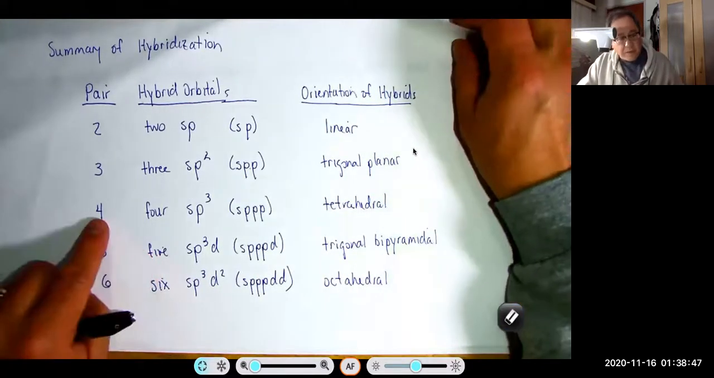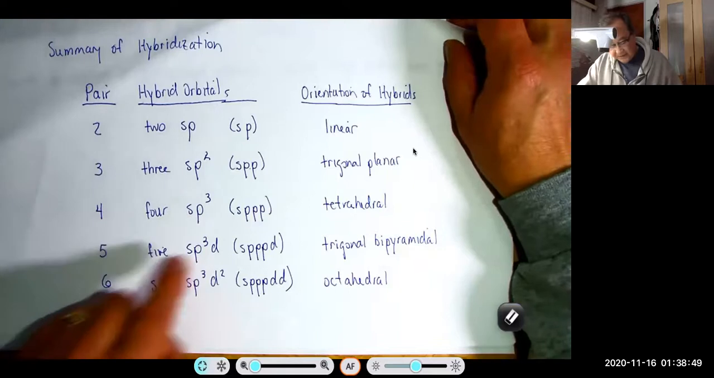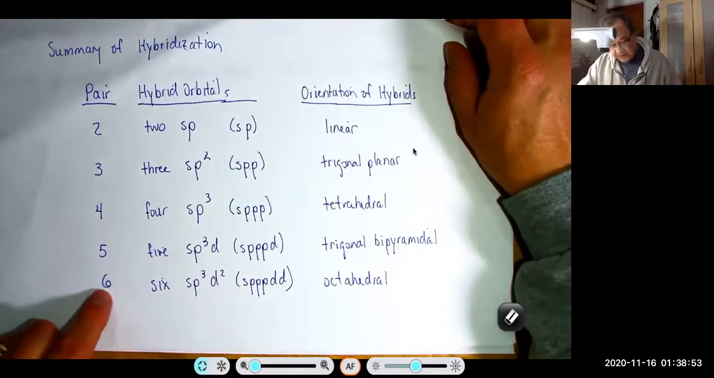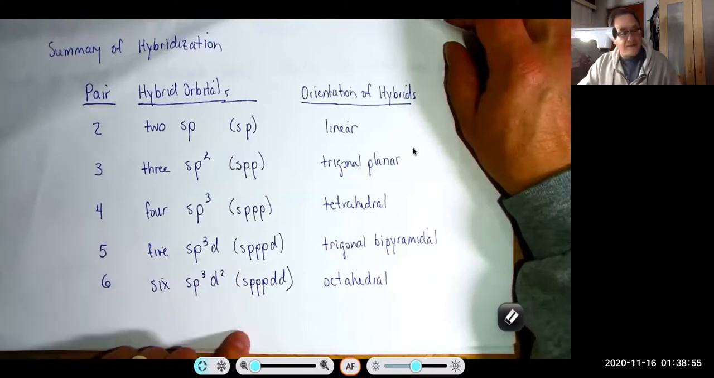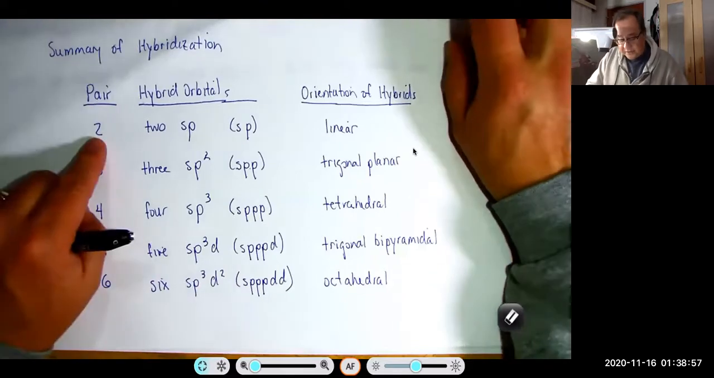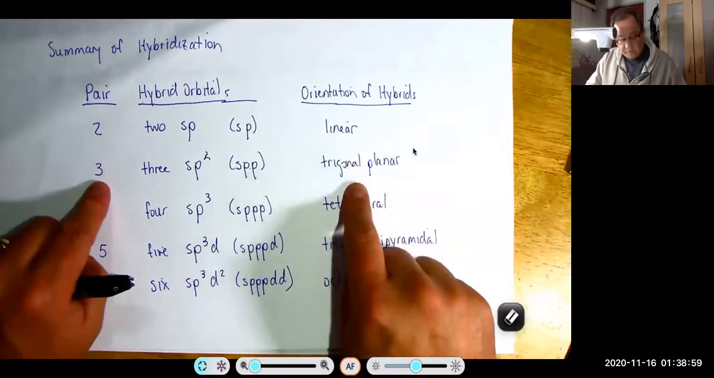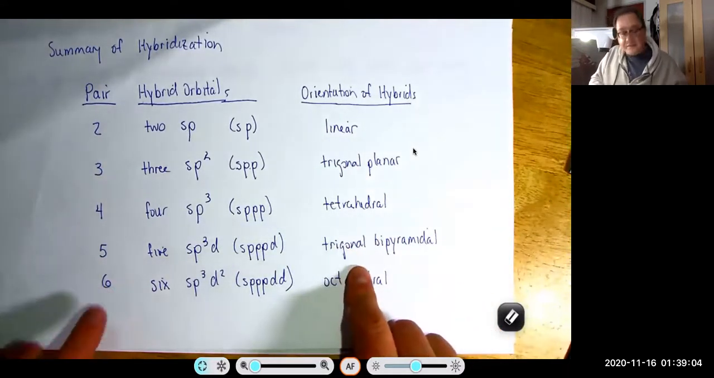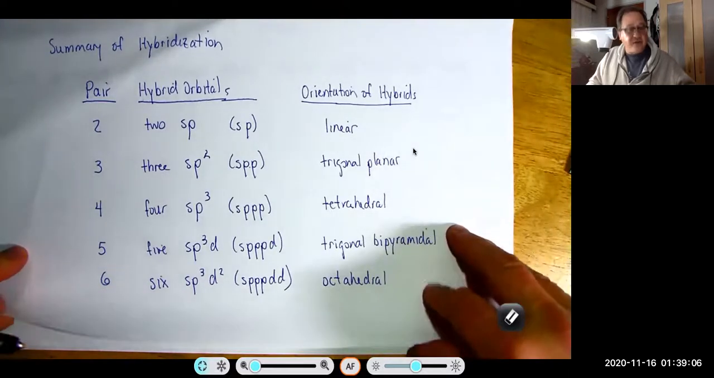So if you have 4 pairs, it's sp3 hybridized. If you have 5 pairs, it's sp3d hybridized. 6 pairs is sp3d2 hybridized. And with 2 pairs, it's linear, 3 pairs trigonal planar, 4 pairs tetrahedral, 5 pairs trigonal bipyramidal, and 6 pairs octahedral, just like with VSEPR.